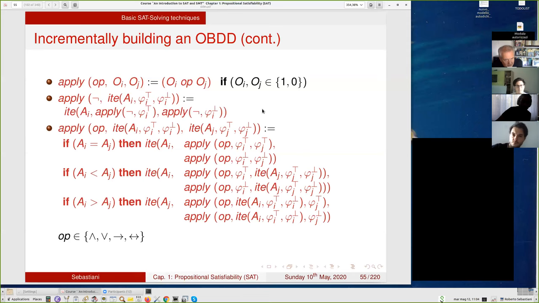The more general case is when you have a binary operator, whatever it is: and, or, implication, bi-implication, and so on. This works as follows. You apply the operator to OBDDs which are not trivial basic ones, so each must be an if-then-else on some variable. So you apply the operator to an if-then-else on Ai with some sub-OBDDs and another on Aj with some other OBDDs, the left OBDD and the right OBDD. So you want to apply an operator to these two OBDDs, right?